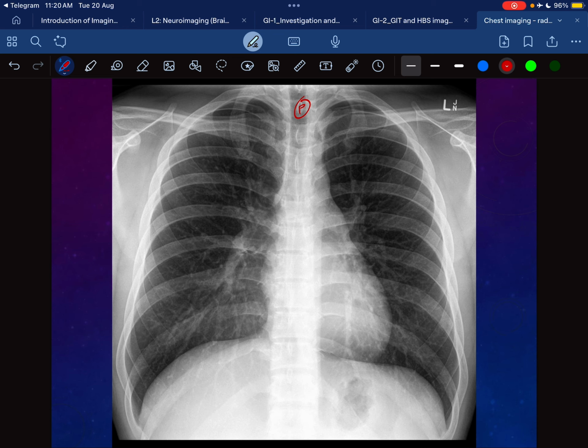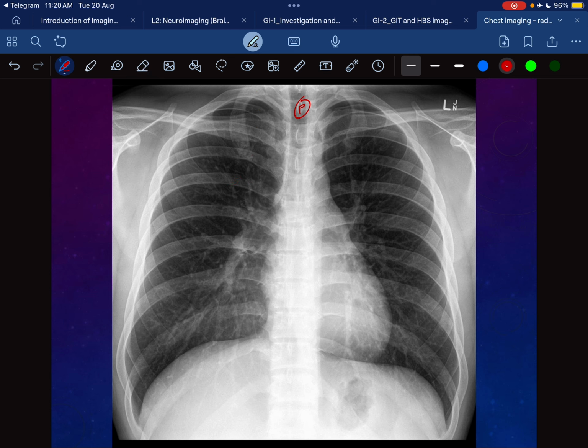Which rib is this one? Fifth. First. Second. Third. Fourth. Fifth. Posterior anterior. Anterior oblique.